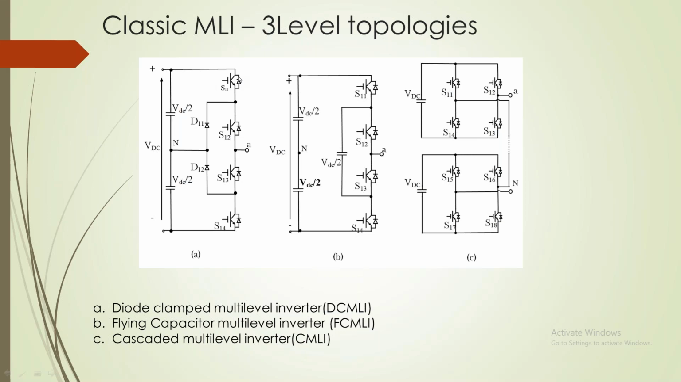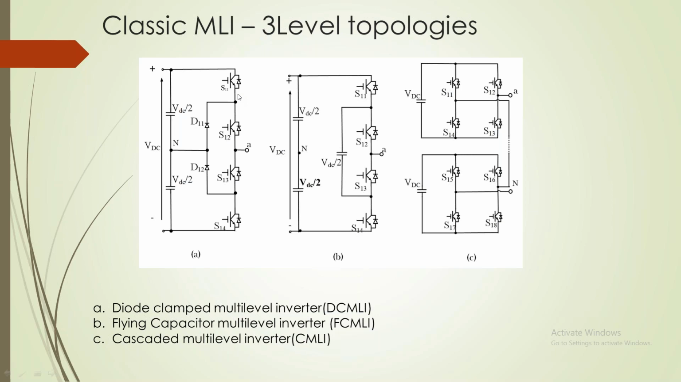But S12 is turned on both when plus VDC by 2 is required and also at zero level. So if you observe, the loading on S11 is less than the loading on S12. If I calculate the average current that S11 has to withstand, it is less when compared to S12. So the inner switches have to be designed for more current rating and the outer switches have to be designed for less current rating.